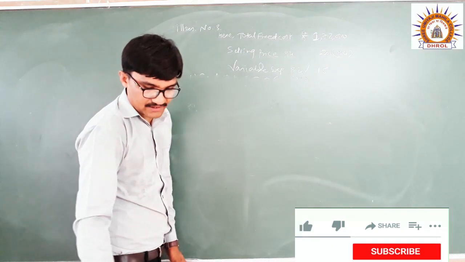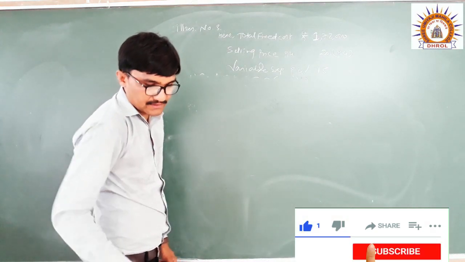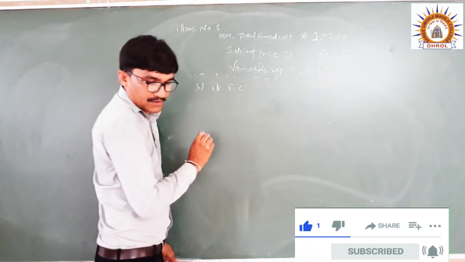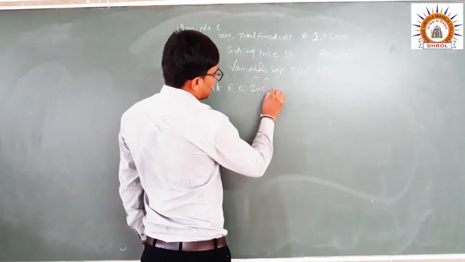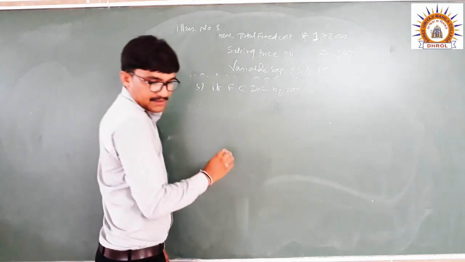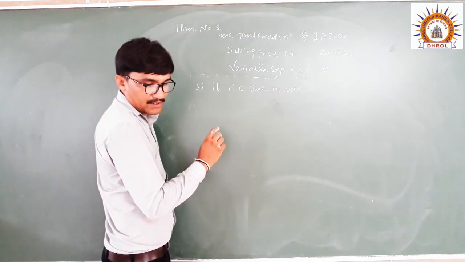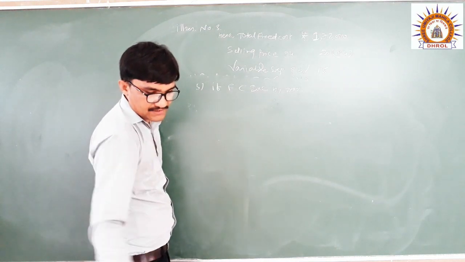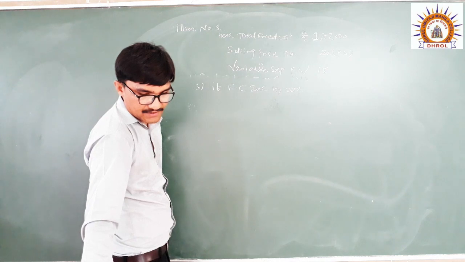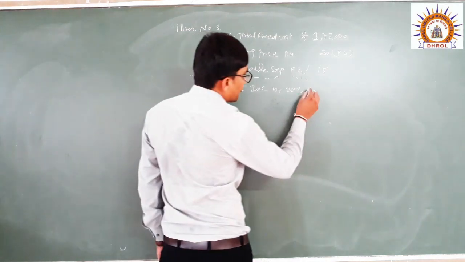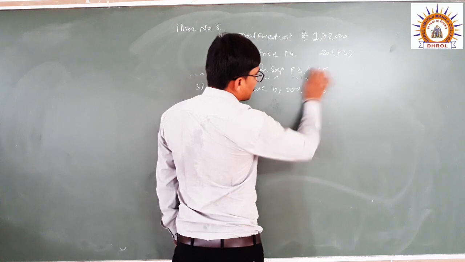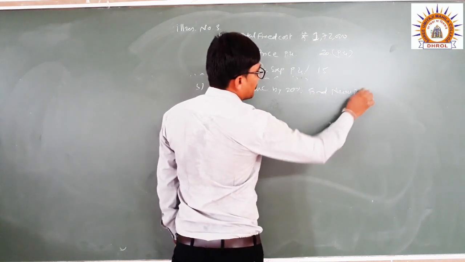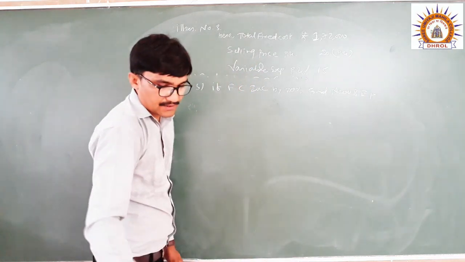So problem number 3 is: if the fixed cost increases by 20%, then what will be the new BEP? If the fixed expense increases by 20%, then what will be the new BEP? Find the new BEP, right?